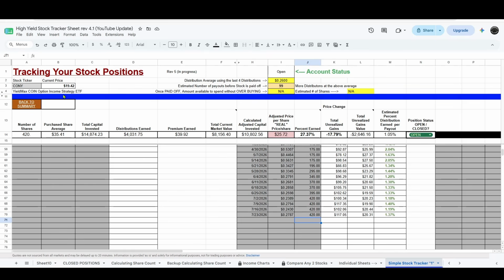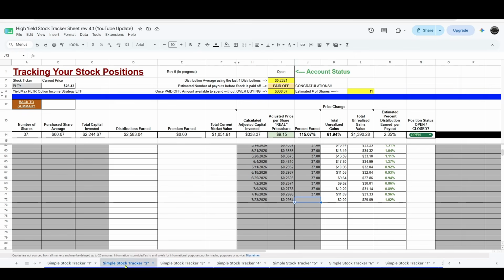And if CONY moves up or just trades sideways, I'll be able to catch up to it and eventually drop down below that current price and flip that red cell that's on the summary page to a green cell. And that is my plan for each one of these high yield ETFs.